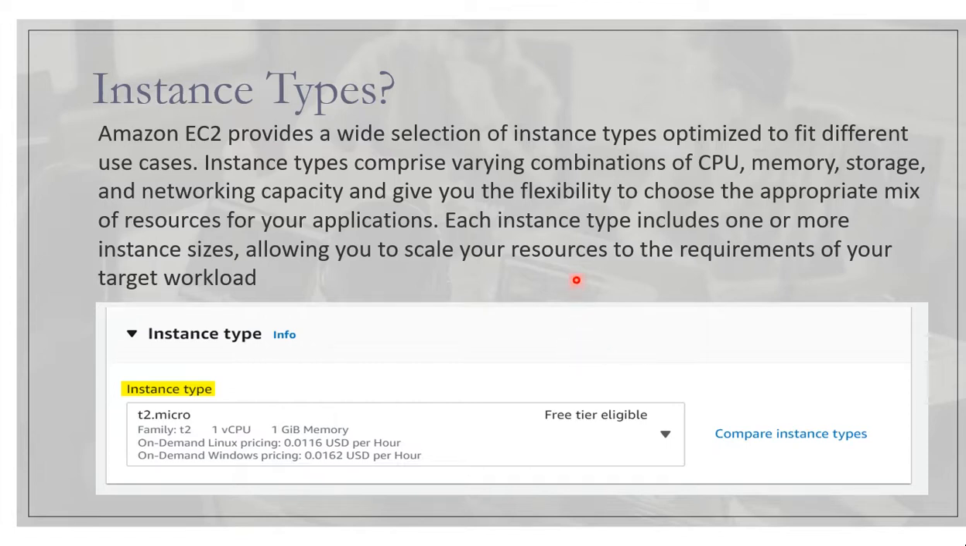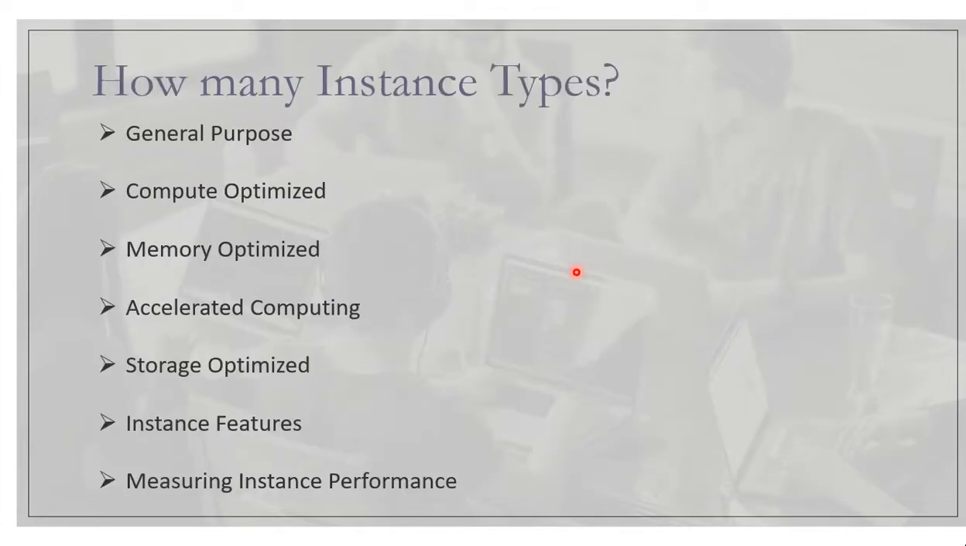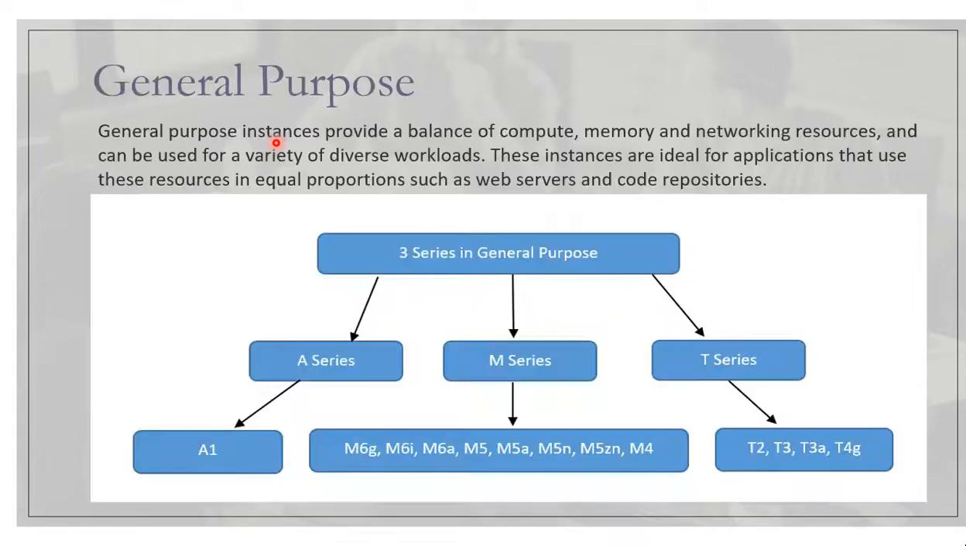So let's see how many instance types we have in Amazon. Under EC2 there are 7 categories: general purpose, compute optimized, memory optimized, accelerated computing, storage optimized, instance features, and measuring instance performance. We will try to cover them one by one. In this episode, we'll be covering general purpose, and later on we will cover compute optimized, memory optimized, and the other ones. I'll create separate videos for the other ones. For today's episode, we will just see what general purpose is, right?